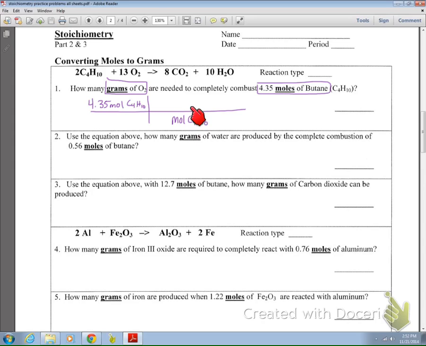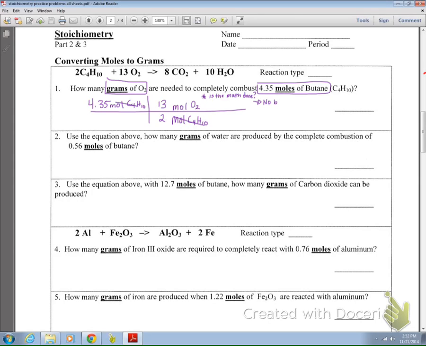And so the only thing we can go to in order to get to grams of oxygen is moles of oxygen. I like to call this mole city. Again, our map to mole city is the balanced chemical formula. So from my formula I have 13 moles of oxygen and 2 moles of butane. I fill in my values, and then I check to see, am I in the units that my problem is asking me to get to?